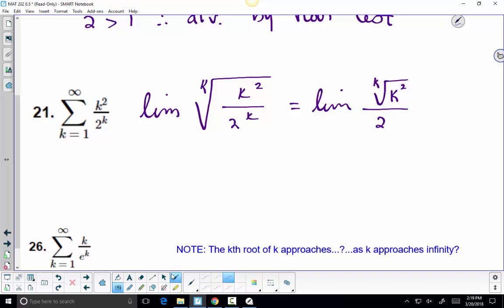You can trigger whichever one you want first. The denominator is always a root. The numerator is always a power. You could trigger the power first and then the root, or you could trigger the root first and then the power. Doesn't matter. Those are equivalent. So what I want to do is rewrite this one so that it's the limit of the kth root of k, quantity squared. And then that's all divided by 2. Let's pull that 2 out in front as a 1/2.